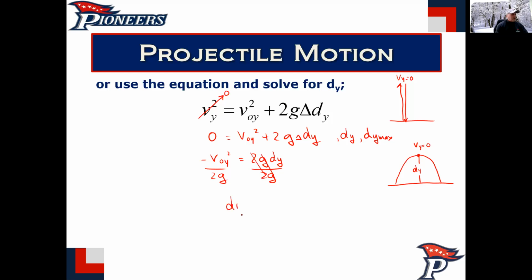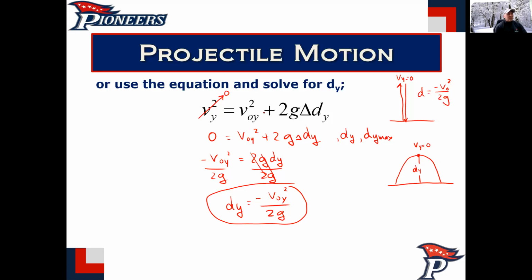And that gives me the dy value equals negative VOY squared divided by 2g, right? And so this is how we could find that maximum height. And when we did this, if you looked at your notes, you would see this.